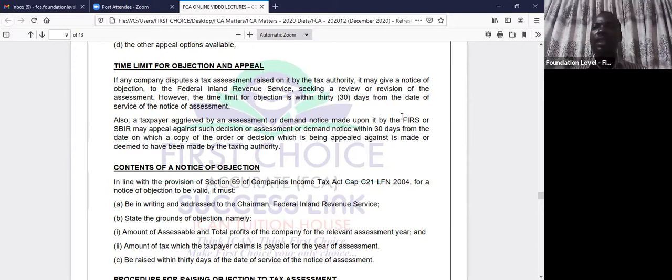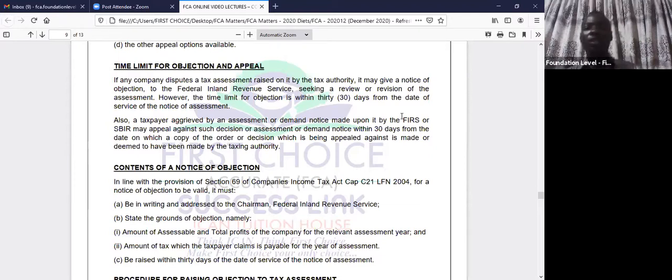You're objecting that this tax is bogus, this tax is too much for you, and it's not justified. But how do you raise an objection? Well, it's not just by going to court and saying, objection, my lord. No, there are things you should do to make your objection a valid one.